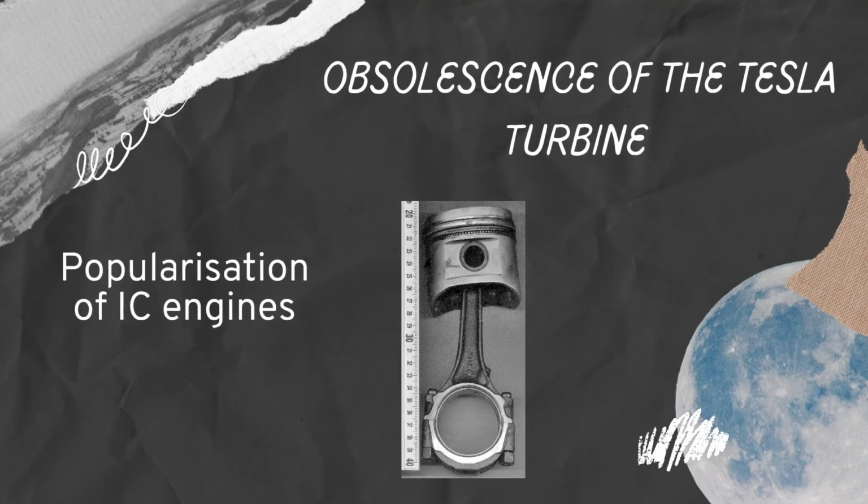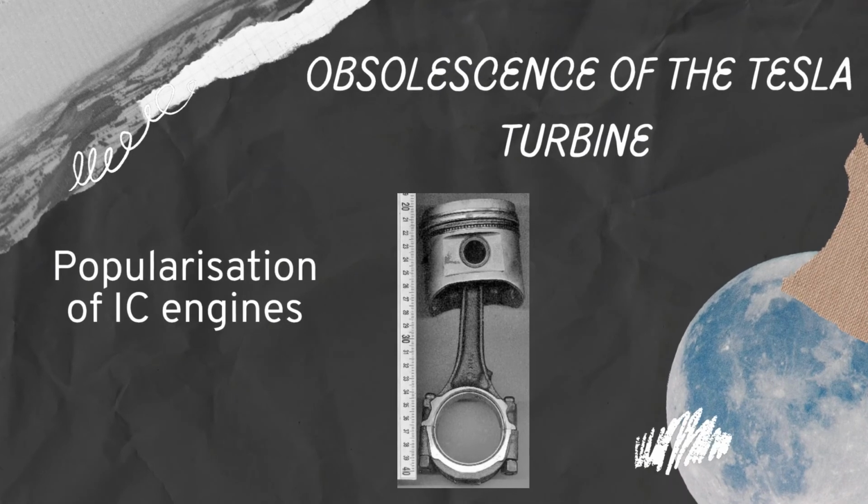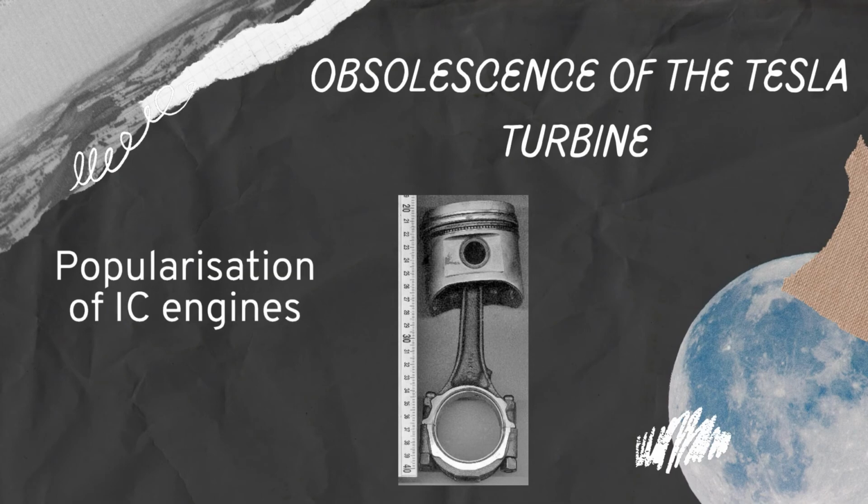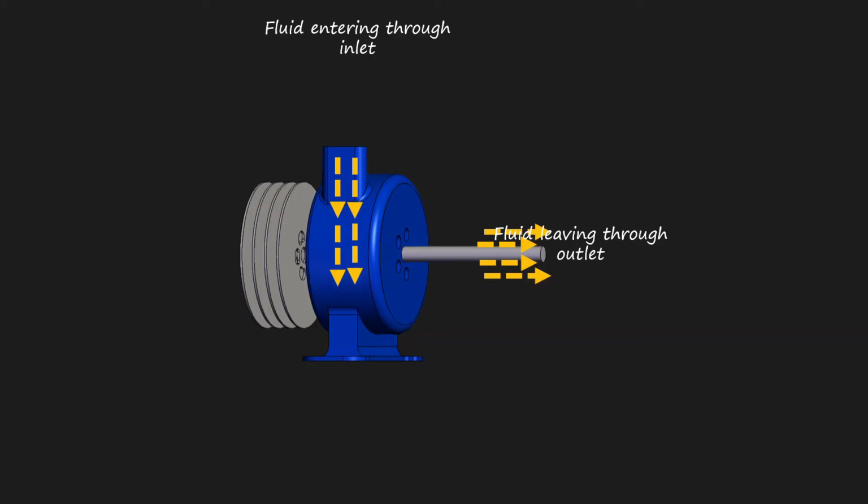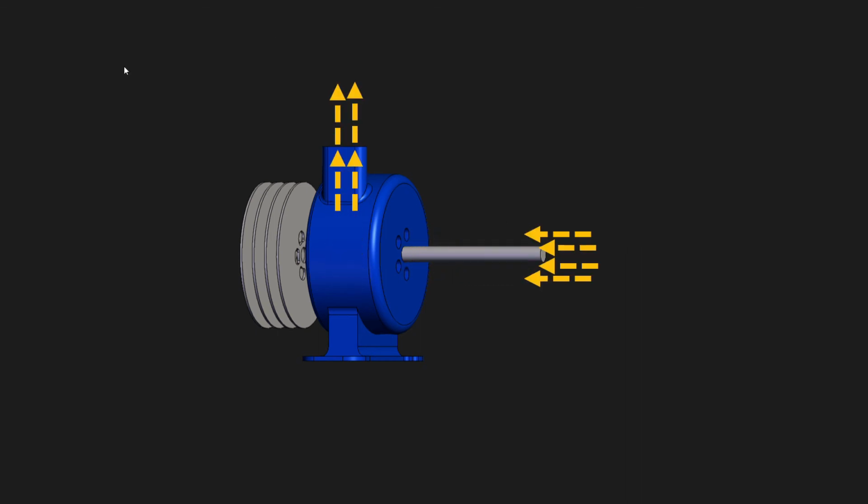In the end, the Tesla turbine couldn't compete with the innovation and aggressive marketing of internal combustion engines and became obsolete. Due to certain drawbacks, the Tesla turbine was not found to be efficient enough to be used on a large scale.